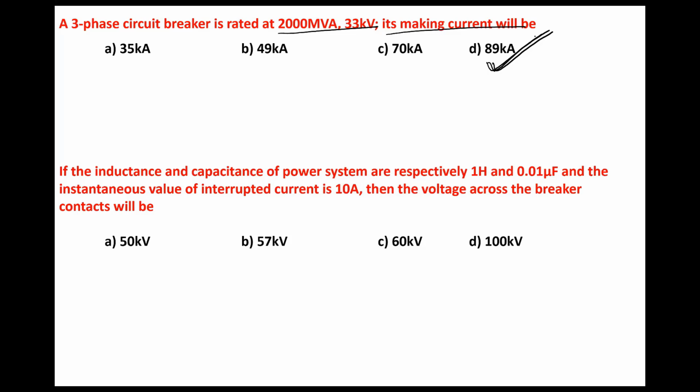If the inductance and capacitance of the power system are respectively 1 Henry and 0.01 microfarad, the instantaneous value of interrupted current is 10 ampere. The voltage across the breaker contacts will be. The instantaneous value of current interrupted means he's doing current chopping. Otherwise, in other cases, we will be interrupting only at natural current 0. So he's doing current chopping. The instantaneous value of the current he chopped is 10 ampere.